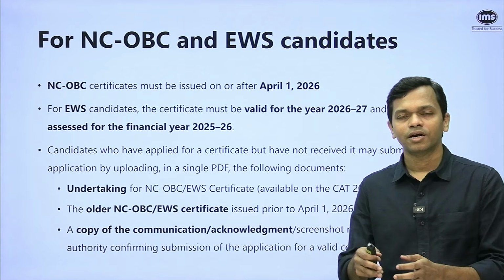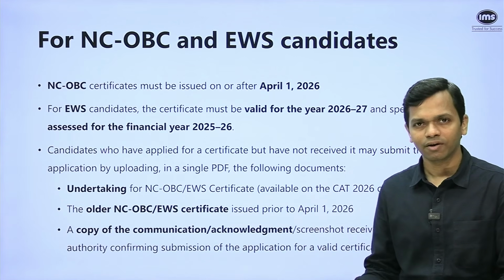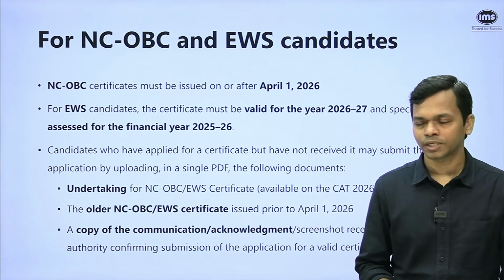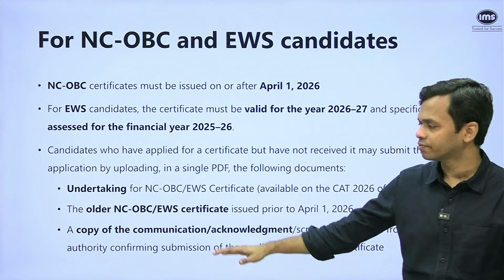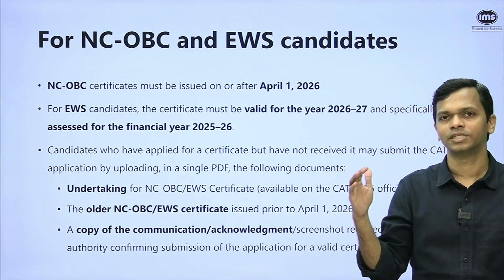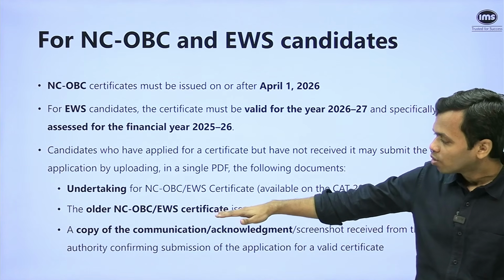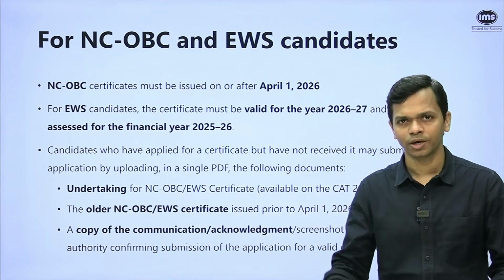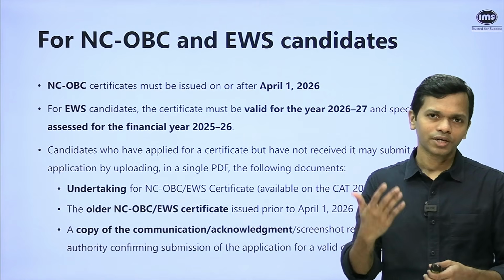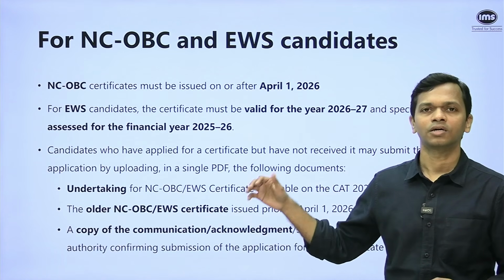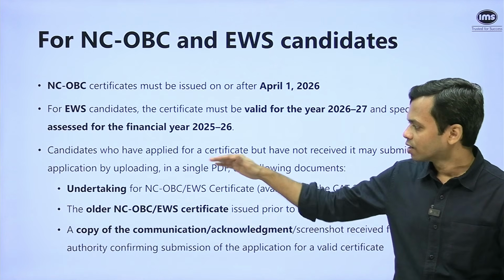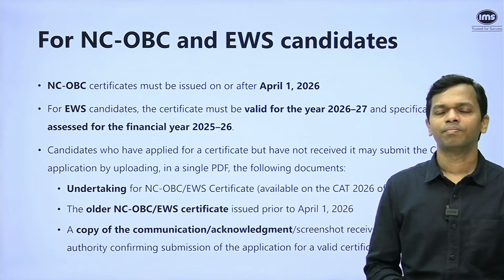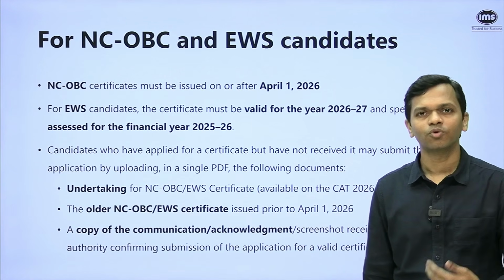But let's say by the time the CAT registration deadline happens, you don't have the document. Then what do you do? In that case, there's an undertaking which is available on the CAT website. What you need to do is create a single PDF with this undertaking of the NCOBC and EWS certificate, the older NCOBC EWS certificate that you have, and the acknowledgement, because in case you applied today, you're not going to get it immediately, but you have the acknowledgement. In that case, you can still apply under this particular category by uploading that undertaking, older certificate, and the acknowledgement proof that you have.